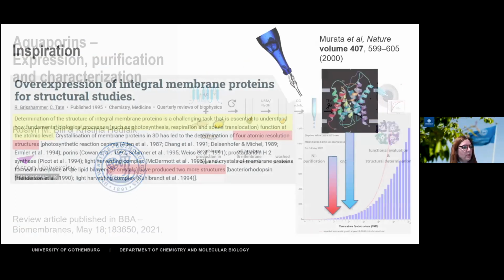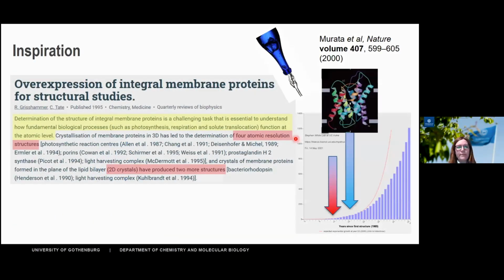I would like to start with some inspiration, though. Ross was a postdoc when I was a PhD student in the same lab, and we both struggled with membrane protein production, the well-recognized bottleneck for structural characterization. 20 years back, we had this review from Tate and Grisshammer. I saw that Tate is also in the audience. Overexpression of integral membrane proteins for structure studies. And back then, we had 6 structures.